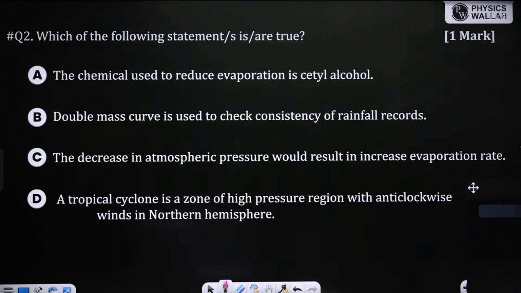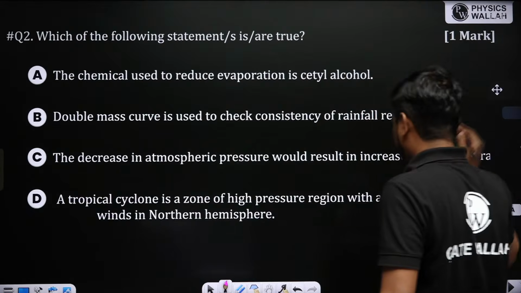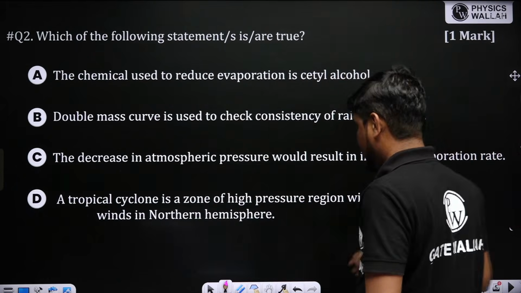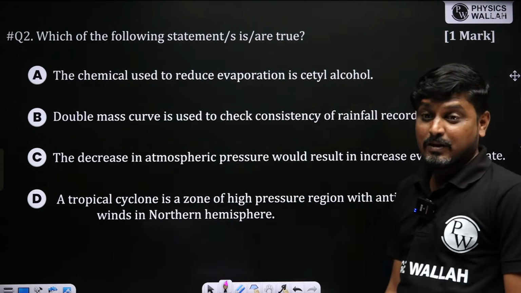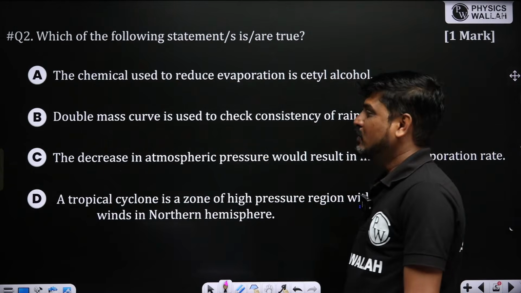Okay, time up. So let us see who has given the correct answer here for this question. It might be an MSQ question. Let us see how many of you are correct.